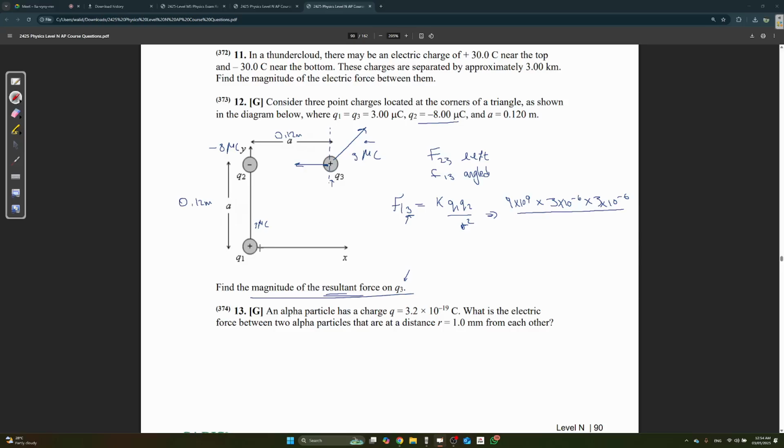What is the distance between Q1 and Q3? The distance between them is obviously 0.12 radical 2. Why? You can calculate it by finding the hypotenuse of the triangle. This is a triangle, right? Over here, 0.12 and 0.12, and you need the hypotenuse. Just do 0.12 squared plus 0.12 squared, and then radical, and you're going to get this.